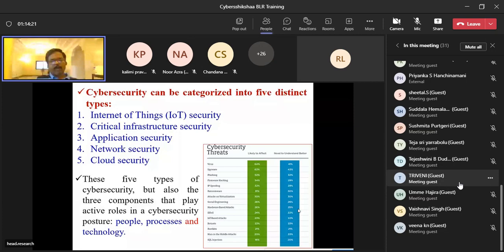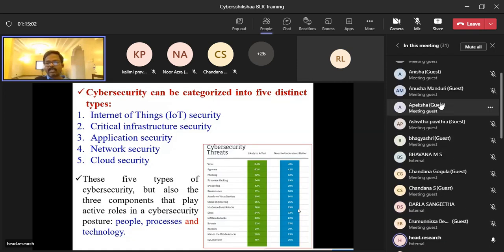processes, and technology. Cyber security threats are likely to happen with the help of virus, 64% infection; spyware, 62%; phishing, 52%; firmware hacking, 34%; internet protocol spoofing, 32%; ransomware, 31%; attacks on virtualization, 30%; social engineering, 26%; hardware-based attacks, 26%; distributed denial of service, 24%; IoT, Internet of Things-based attacks, 23%; botnets, 22%; rootkits, 21%; man in the middle attacks, 20%; SQL injection, 18%.